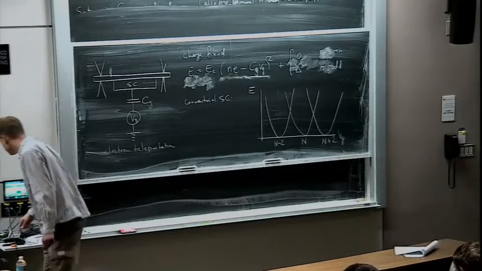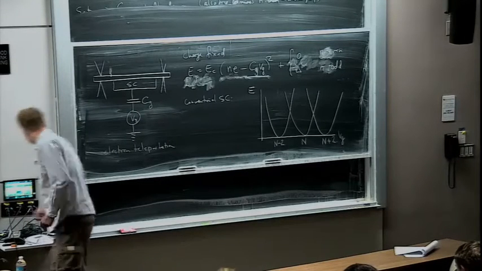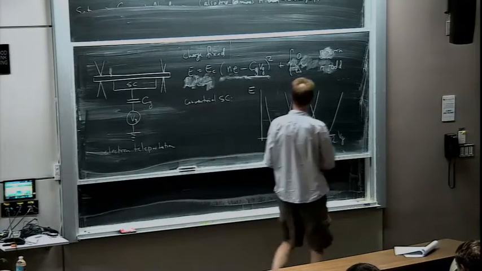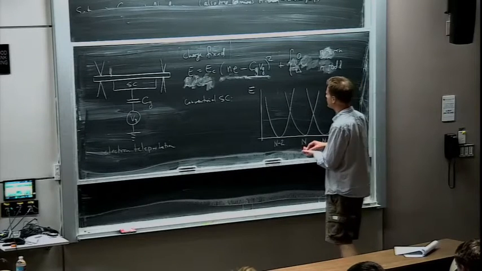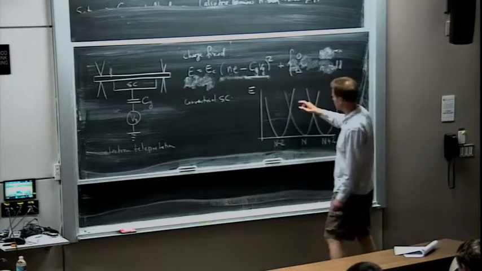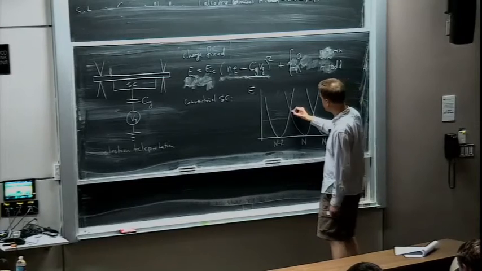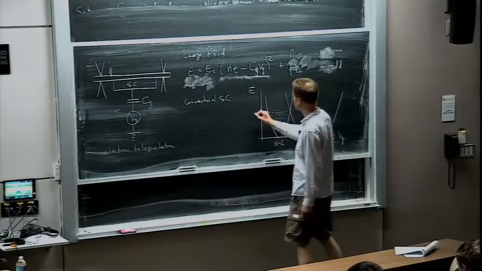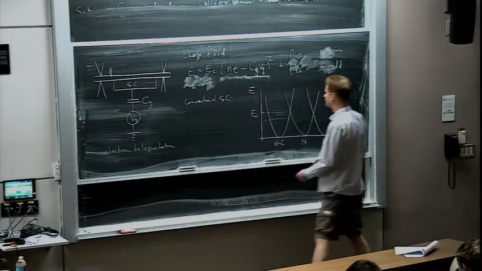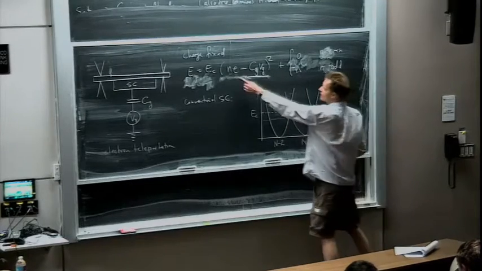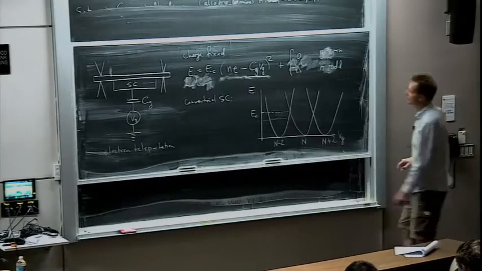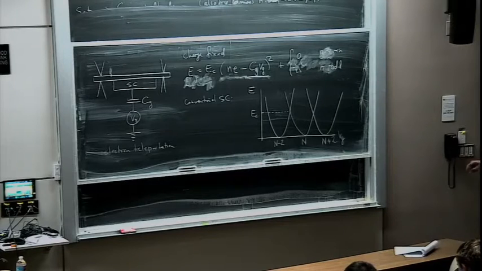Do you have another color here? And let's assume, first of all, that the charging energy, so these crossing points, they give you the charging energy, right? That's where the number of electrons and the gate charge just differ by 1. So this gives you EC.